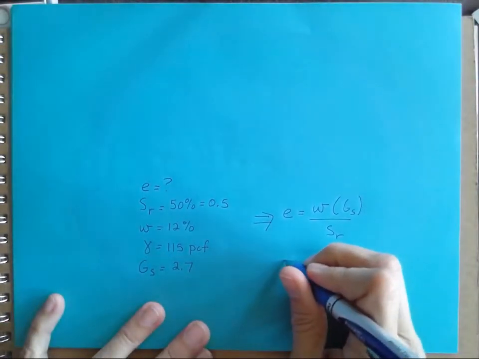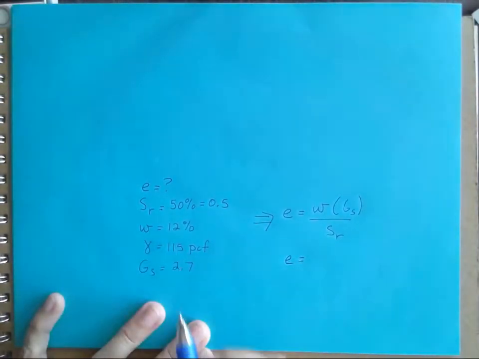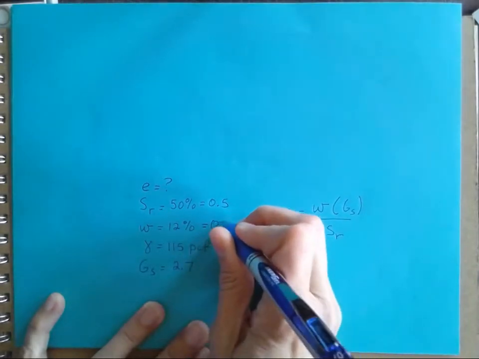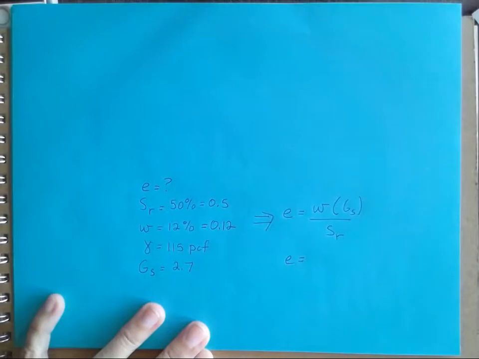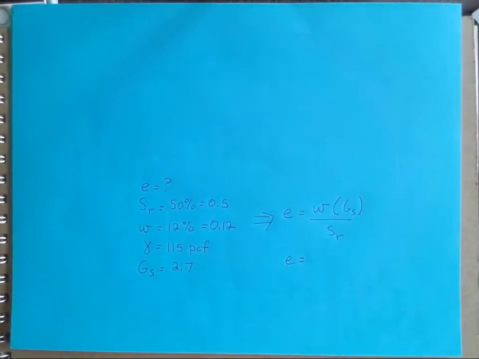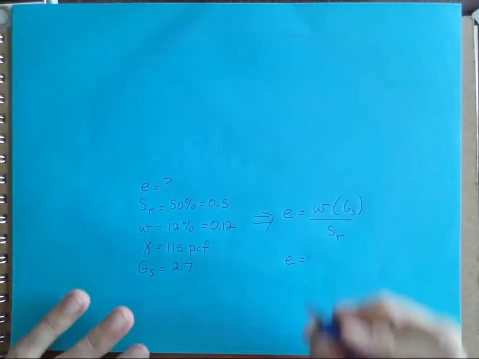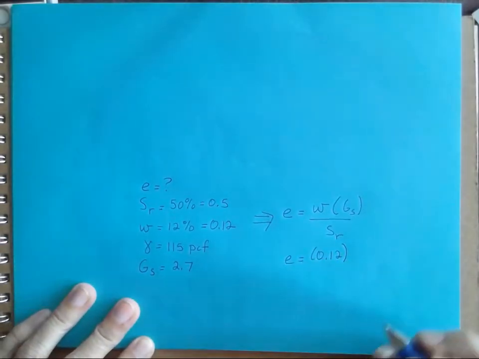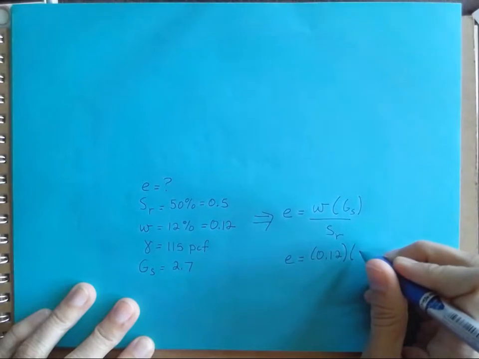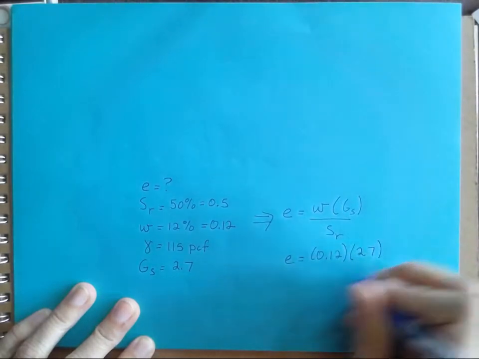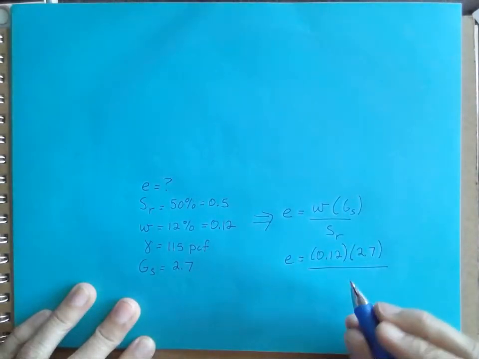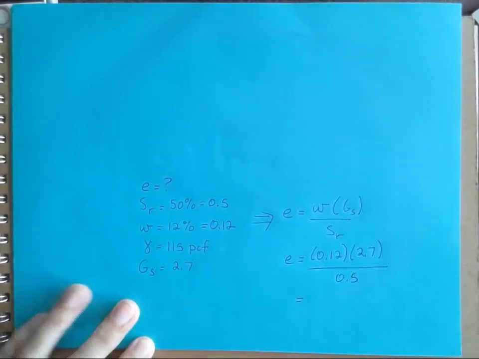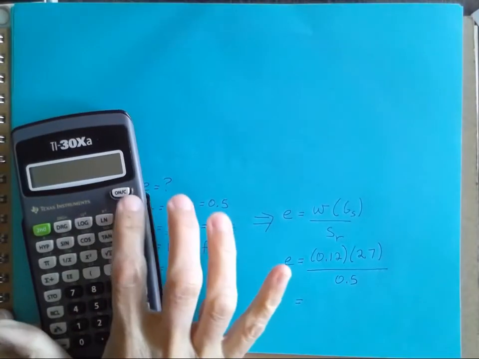Let's go ahead and plug our values in. My water content is 12%. Whenever I plug these values in, I want to plug them in their decimal form, not as a percent. So make sure you change that before you plug it in. So it's 0.12 times my specific gravity 2.7, and that's all divided by my saturation ratio, again as a decimal. So that's all I've got to do there. Put that into your calculator.